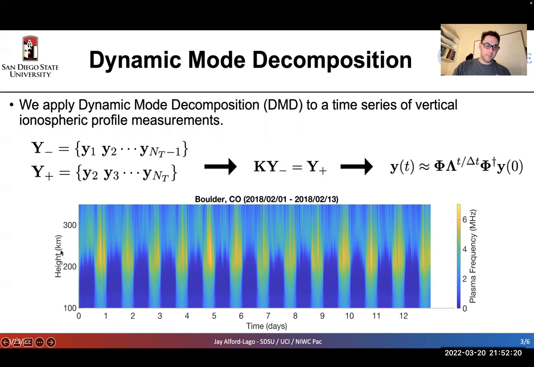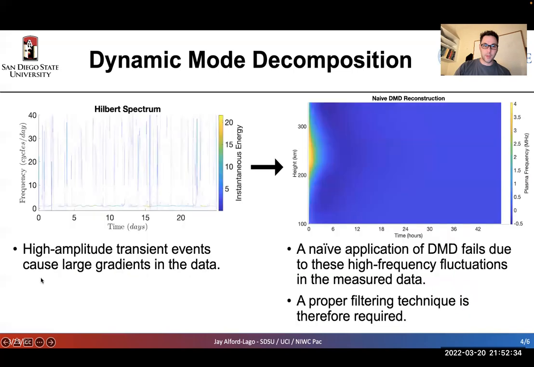For the ionosphere, the data set that we're looking at is this time series of vertical profiles of the plasma density taken from this weather station in Boulder, Colorado. Now, if we just apply DMD to this data set naively, the model fails fairly catastrophically. And this is due to these high frequency fluctuations that we see in the data.